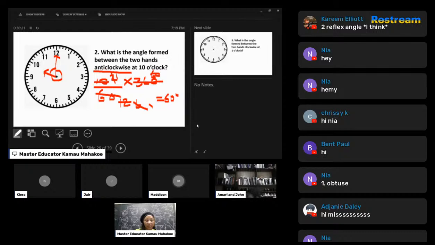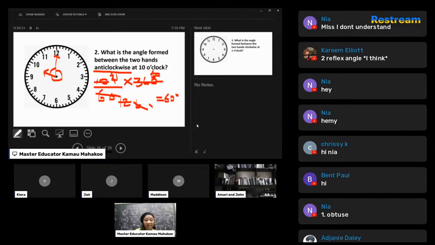Miss, may I try? Yes, Madison? You take away 60 degrees from 360? That is correct. So like I just said, the clockwise angle and the anti-clockwise angle together form a full circle, 360 degrees. So if you know the anti-clockwise angle, which we just worked out is 60 degrees, then the clockwise angle between the two numbers would be 360 minus 60, which is 300 degrees.